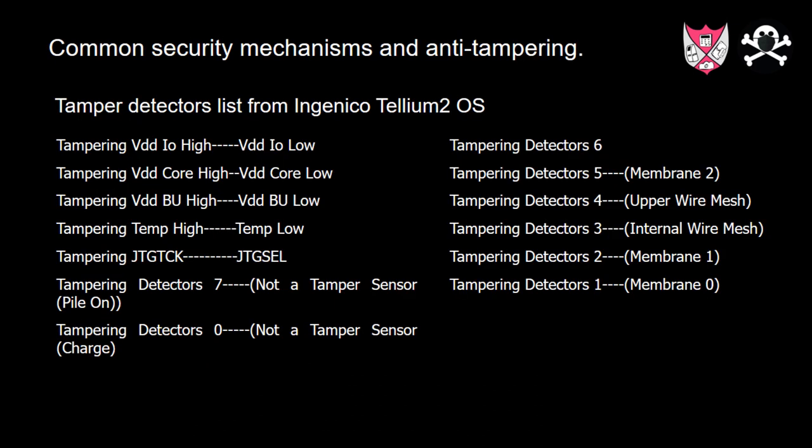This slide shows you a tamper detection list we have extracted from Ingenico Atelium 2 operating system code. As you may see, there are a lot of power supply detectors, JTAG connection detectors, and mechanical tamper detectors like meshes or switches. Let's look at each of them.